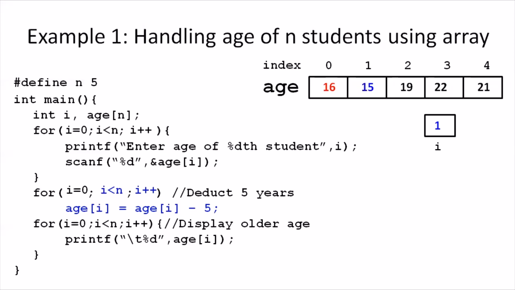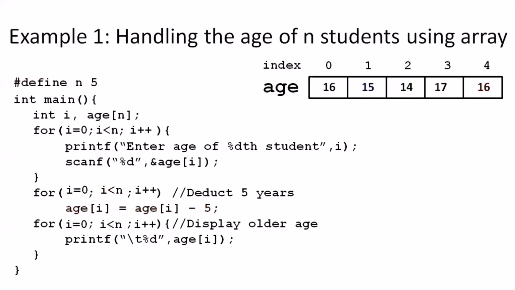Age[1] was initially 20, so after execution of the statement, age[1] becomes 15. After this, I is incremented to 2, and as 2 is less than 5, age[2] = age[2] - 5 gets executed. Age[2] was initially 19, so after execution of the statement, age[2] becomes 14. Similarly, the process continues and the values of all cells get deducted by 5. Thus, you can see the job, that is deducting 5 from each age value, can be done using only one statement in a loop if an array is used. Finally, the third loop runs to display the deducted values of ages stored in each cell of the array.